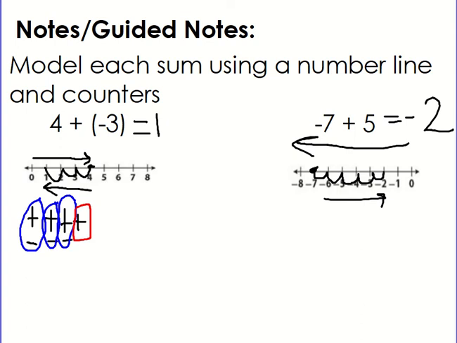So I want you to notice we're not just adding these together. What are we actually doing? I didn't add 4 plus 3 to get 7. I didn't add 7 plus 5 to get 12. What did I do?